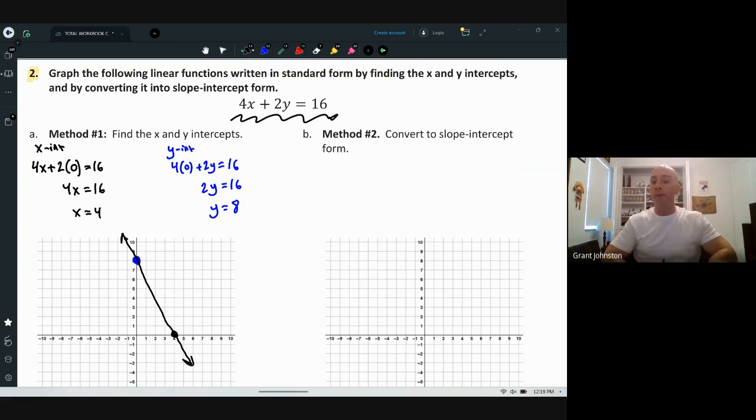So that's one method to graphing an equation written in standard form. Find the x and y intercepts. To find the x-intercept, you plug in 0 for y. To find the y-intercept, you plug in 0 for x.